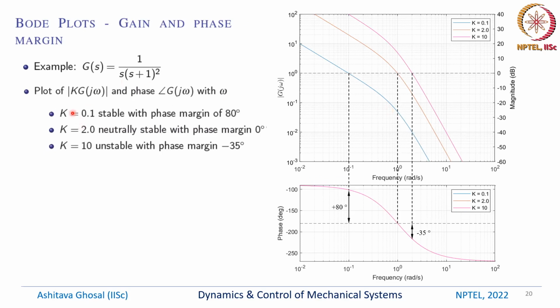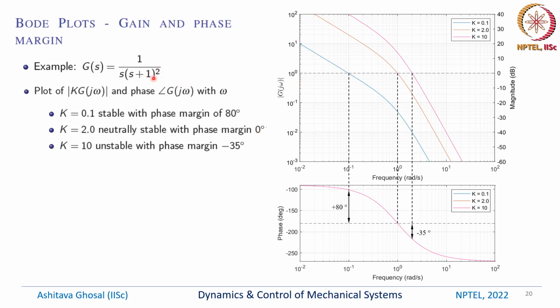So we have the plot of k g(j omega) and the phase with respect to omega. What you can see is, for k equals 0.1, this is the blue plot. So you will get one plot here. There is one corner frequency, or a breakpoint, here. There is another breakpoint here, and there is a third breakpoint here. And we are plotting this magnitude again using these 3 parts.